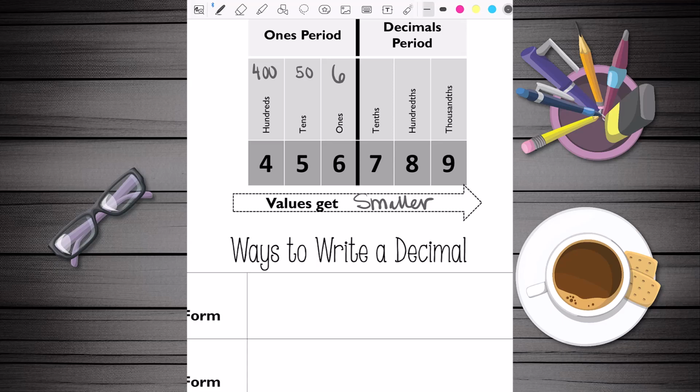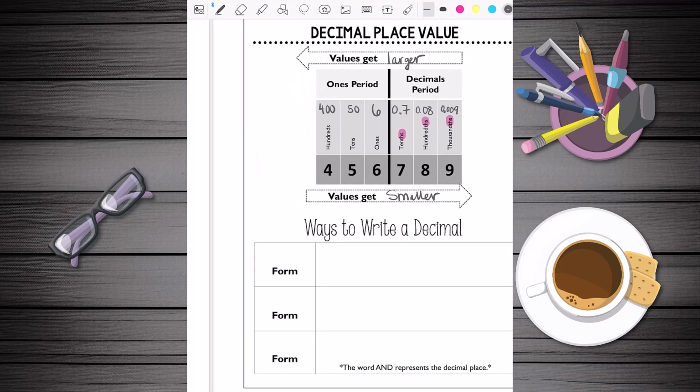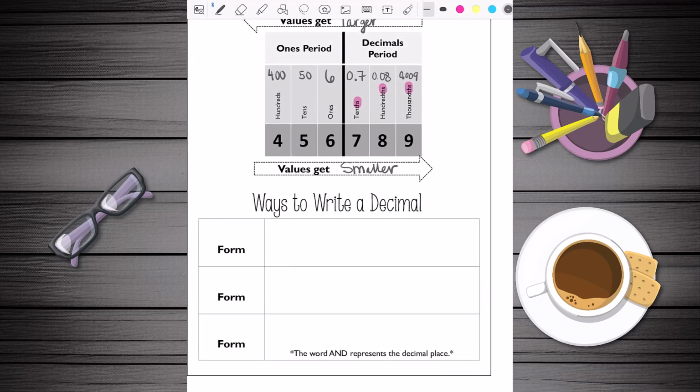In the decimals period, the tenths, 7 would be worth 7 tenths. An 8 in the hundredths column would be worth 8 hundredths. And a 9 in the thousandths column would be 9 thousandths. The values get smaller as we move to the right in a place value chart. Don't forget, on the end of our decimals is THS. And sometimes when I pronounce them, I exaggerate just a little bit so that you know I'm talking about decimals.